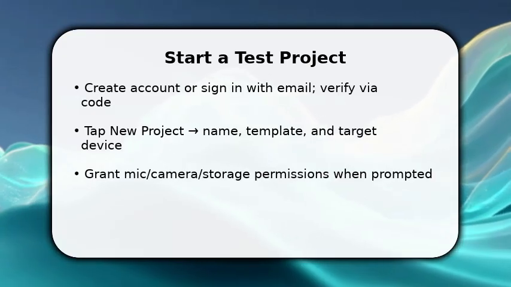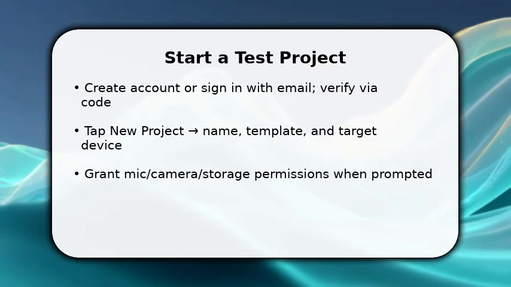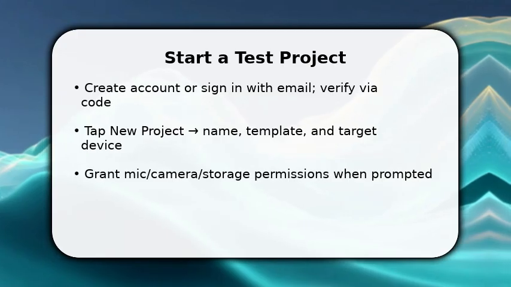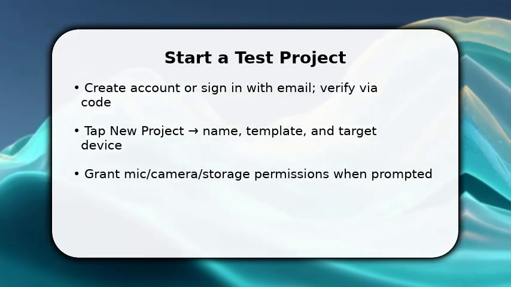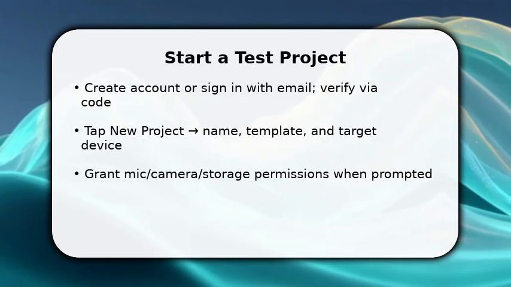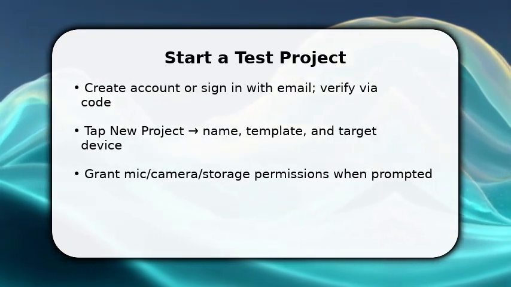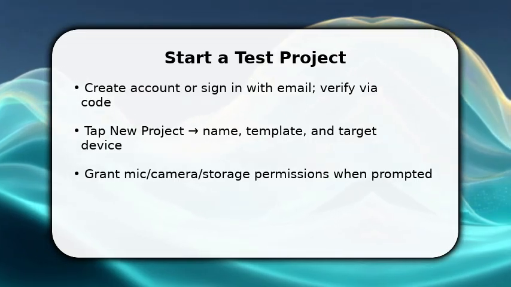You begin by opening Testi and signing in. Use your email and confirm the verification code so data syncs. Once signed in, tap New Project, give it a clear name and select a template that matches your test type. Make sure to choose the correct target device or OS version so results are relevant.